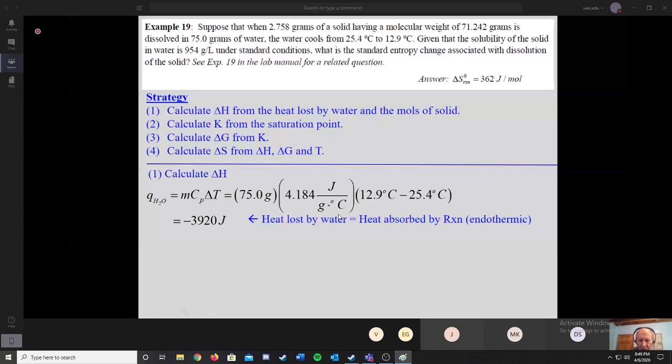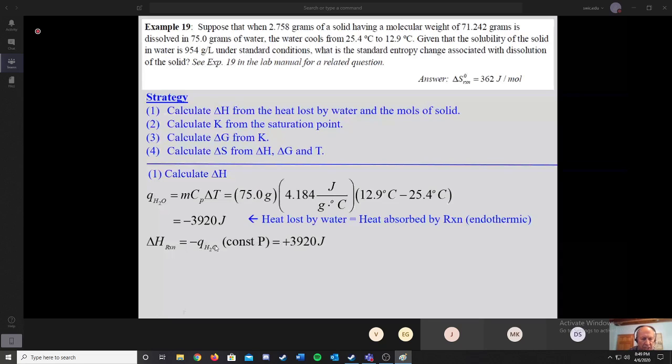That is equal to the amount of heat which is absorbed by the reaction. It's like the reaction basically sucked heat out of the water. So the reaction would be endothermic. So now we can calculate delta H. We know that it's a constant pressure because they talk about standard conditions and they don't mention pressure at all. So we can assume it's standard pressure, which is 1 atmosphere.